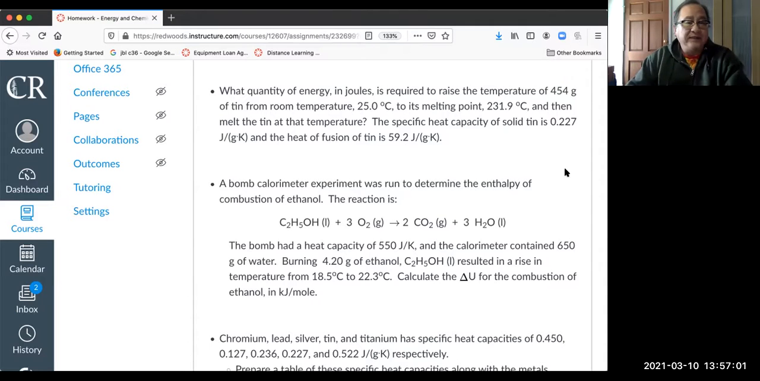What quantity of energy in joules is required to raise the temperature of 454 grams of tin from room temp to its melting point and then melt the tin at that temp. The specific heat capacity of solid tin is 0.227 joules per gram per K, and the heat of fusion of tin is 59.2 joules per gram per K. So I'm going to write some things down here before I change my share, because I won't be able to see these things once I change my share.